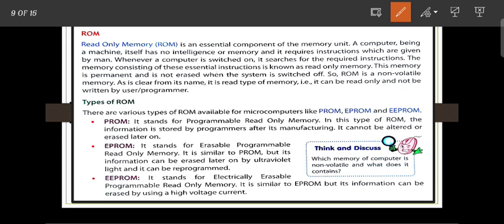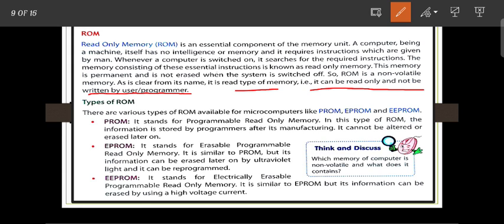So ROM is non-volatile memory. On the other hand, RAM is the volatile memory, but ROM is non-volatile memory. Non-volatile memory means it can store the information for a lifelong period. It is a read-only type of memory, and it can be read only, not written by the user and the programmer.